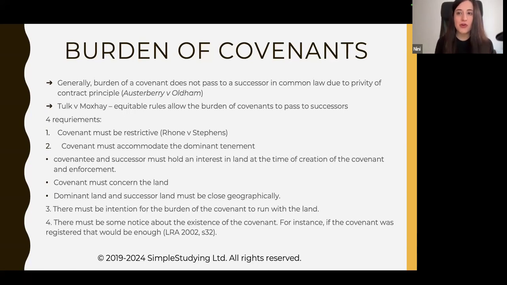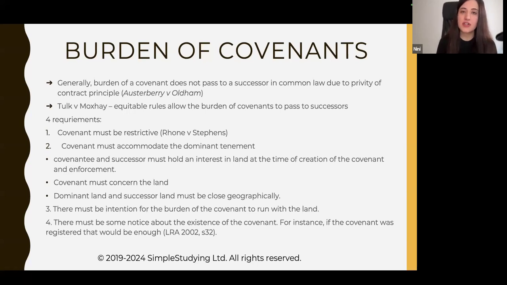So the general principle is that the privity of contract rule applies and the burden of covenant does not pass to the new owner. But there are always exceptions. There are no yes or no answers in law, always exceptions. Hart versus Moxie. That's the equitable way of enforcing a covenant against the successor in title. Successor in title is the new owner of the property.